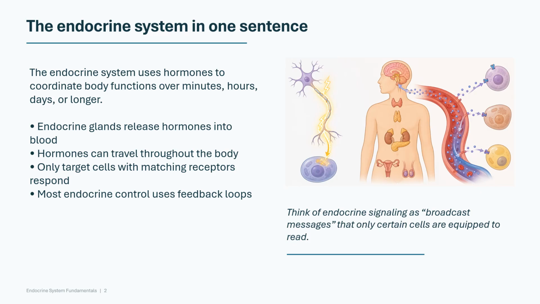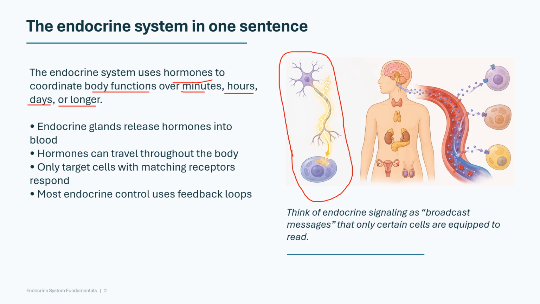The endocrine system can be simply summarized with a statement that it uses hormones to coordinate body functions over minutes, hours, days, or longer. Essentially, it's helping us to maintain long-term homeostasis, in contrast to the nervous system, which is involved in short-term homeostasis. The long-term homeostasis for the endocrine system essentially plays out as follows.